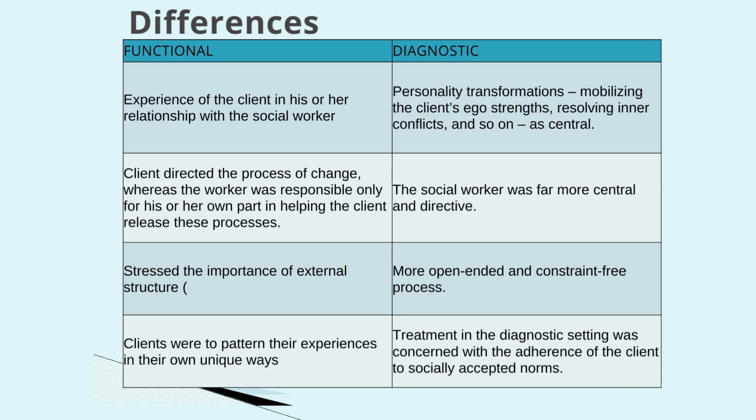To the diagnostic school, the social worker was far more central and directive. The functional school stressed the importance of external structures, that is, agency rules, time limits to therapy, and agency fees. The diagnostic school believed in a more open ended and constraint free process. In the functional setting, the clients were to pattern their experiences in their own unique ways and thus develop their own internal norms, whereas treatment in the diagnostic setting was concerned with the client's adherence to socially accepted norms.